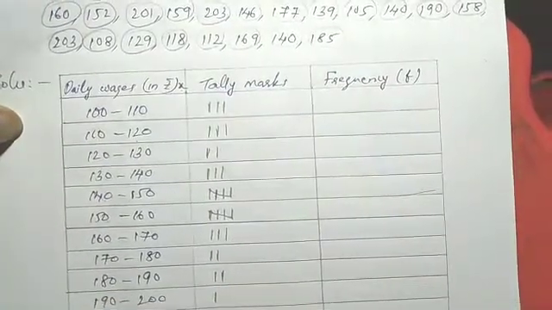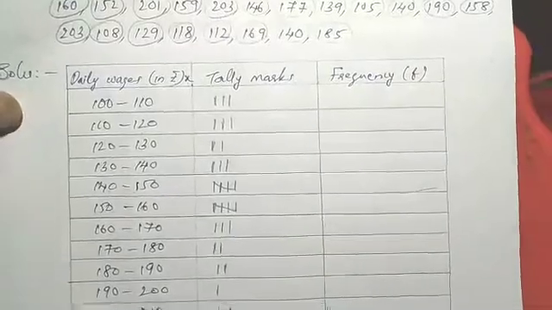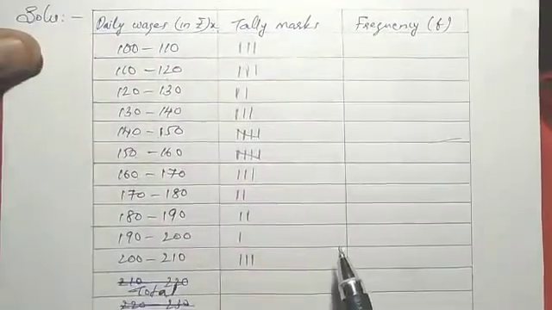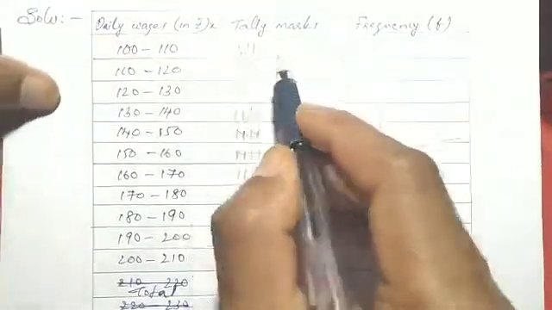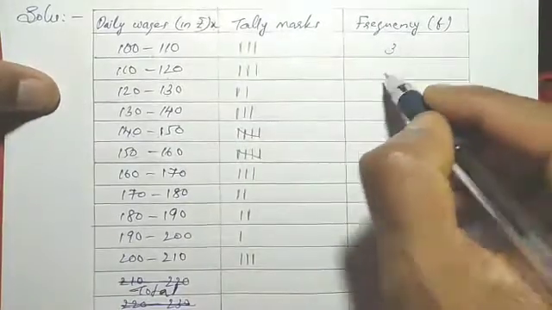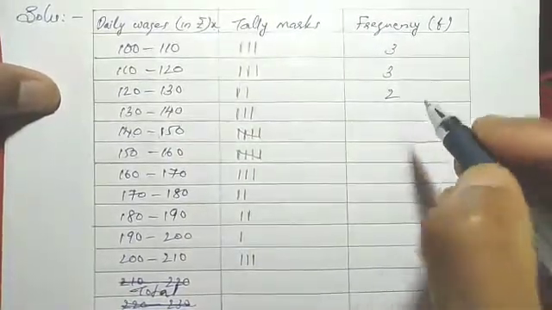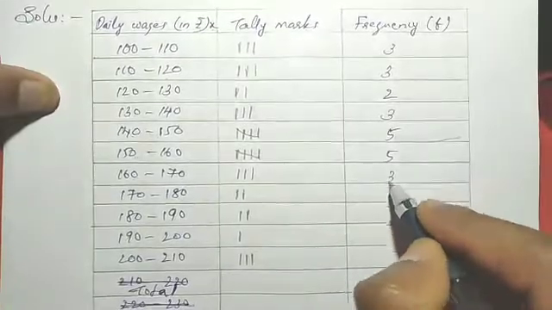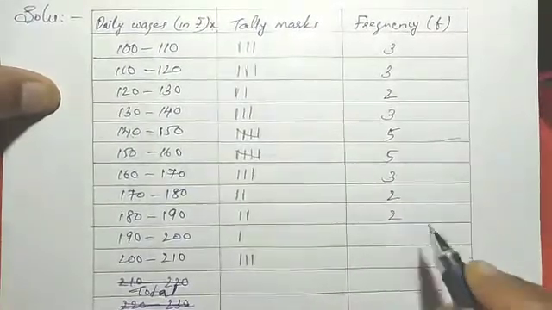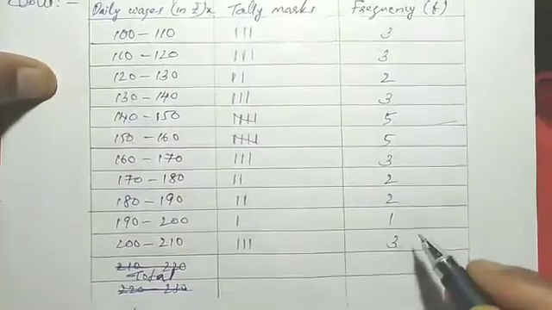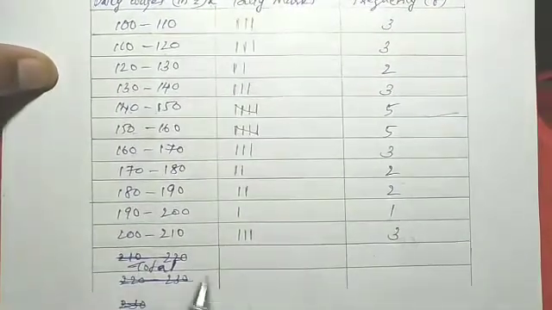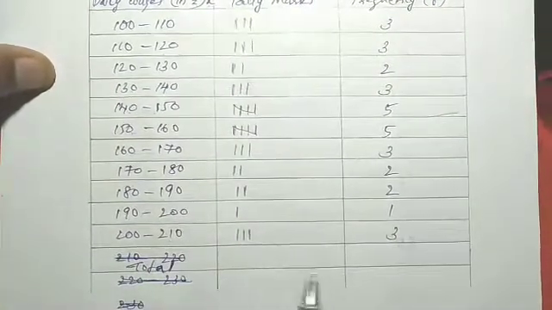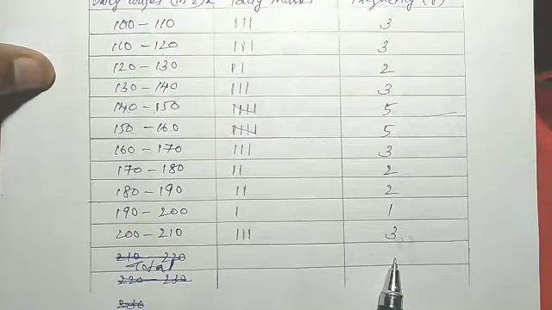So now we can write the frequencies. What is the first frequency? 3. Second one 3. Third one is 2. Next one 3, 5, 5, 3, 2, 2, 1, 3. Now last we have to write the total. In the tally mark column no need of writing that. Total we have to write in the frequency column.